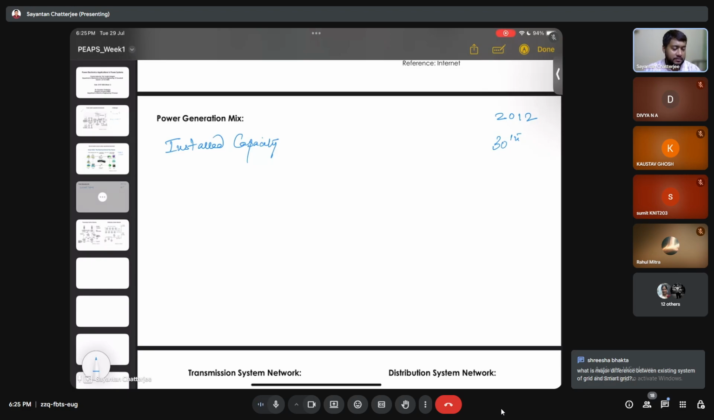Okay, I'll give that answer. Thank you for asking questions. So let me just complete this small overview of why system operation and monitoring becomes of much importance, and that is why the smart grid is evolving.